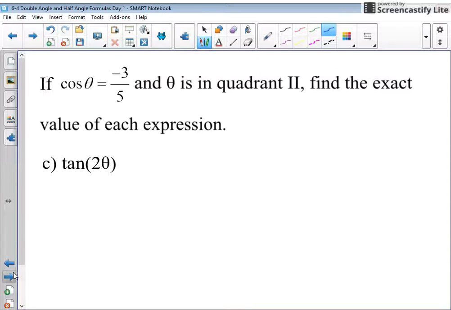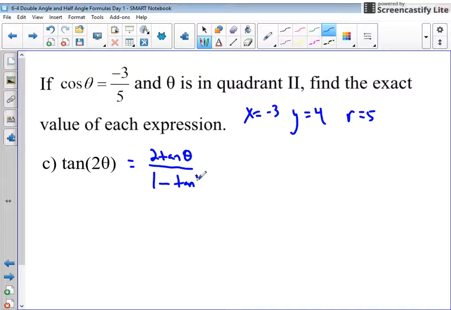Here I have them working with tangent. Actually, it's using the same given information, so let me just copy that down again. We said that x is -3, y was 4, and r is 5. This is still using the same previous example. But this time we're going to find the tangent of 2 theta, which is 2 tangent of theta over 1 minus tangent squared of theta. So the tangent will be 4 over -3. So I have 2 over -4/3 over 1 minus -4/3 squared.